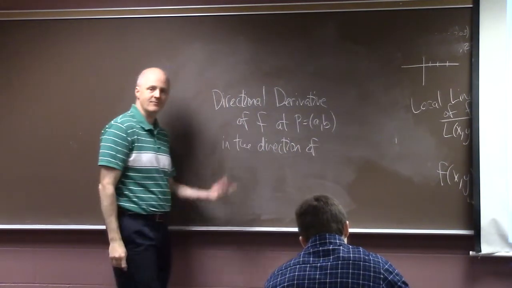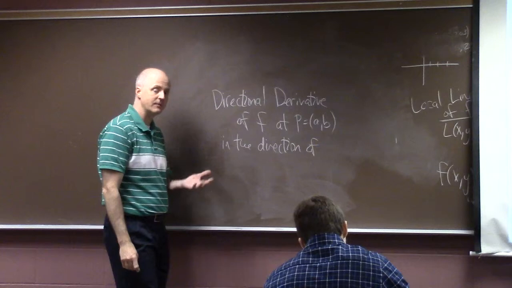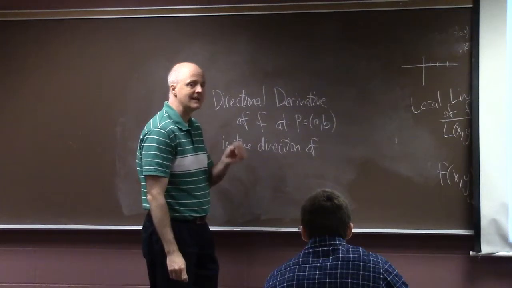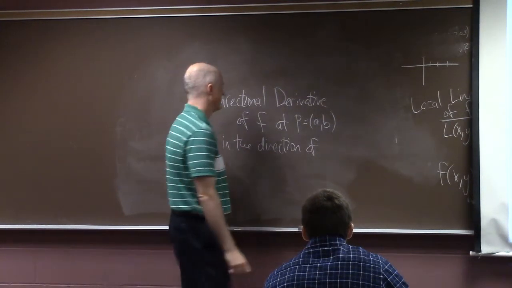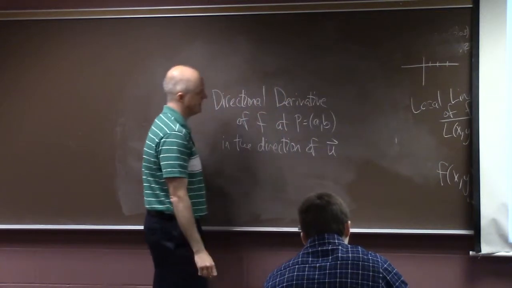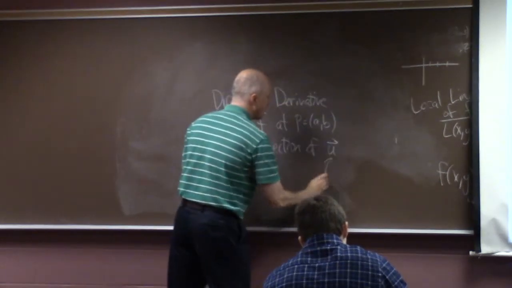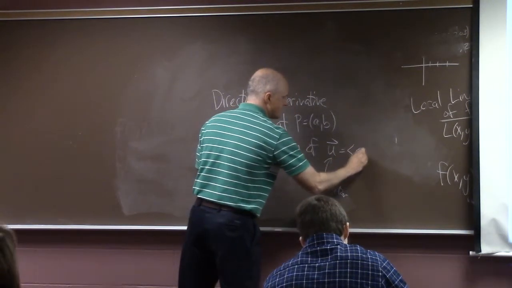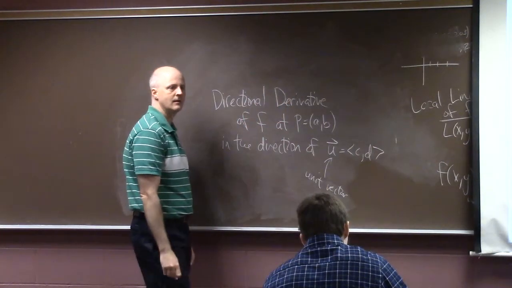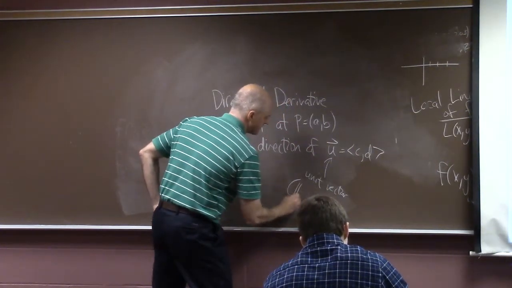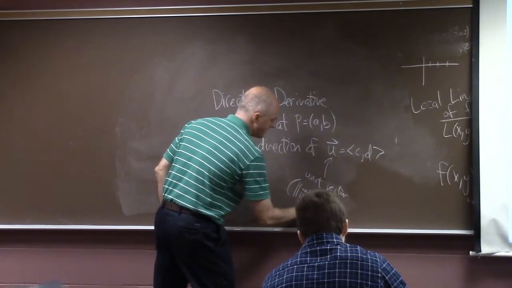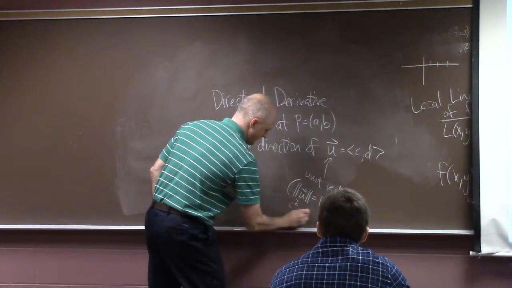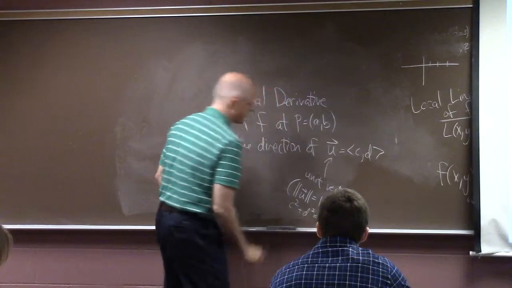whose coordinates are a comma b, in the direction of what? Well, how do you specify directions? You typically specify directions with vectors. And it's going to turn out with directional derivatives, it's best to specify the direction with a unit vector, in the direction of some unit vector u, whose components are, say, c and d. So the fact that u is a unit vector means its length is 1. You could also say that the square root of c squared plus d squared is 1, or you can get rid of the square root and say c squared plus d squared equals 1.